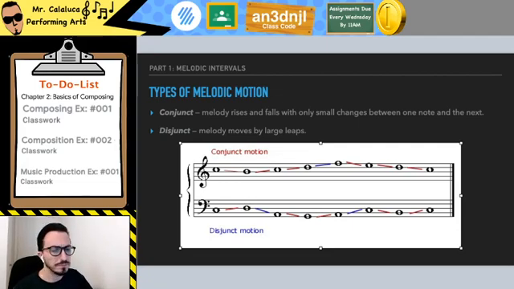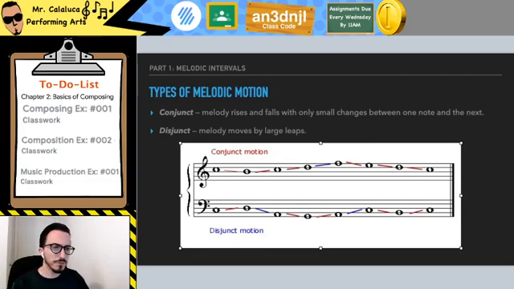Okay, so that is what we're going to be talking about with your overall pieces as well. Does it have more conjunct motion in it, or is it more disjunct motion? Okay, that's going to be on the questionnaire.